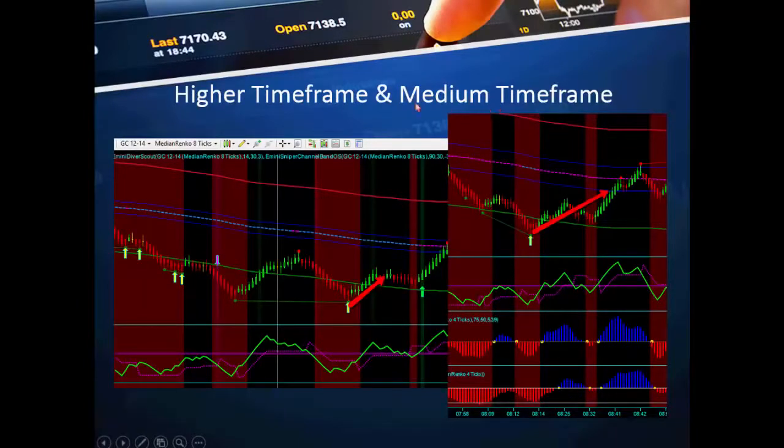As far as our higher time frame and medium time frame, they actually work really well together. In this case, we had a big sell-off. This is gold. I don't know, might have been into this morning. I'm not sure. And they came down.